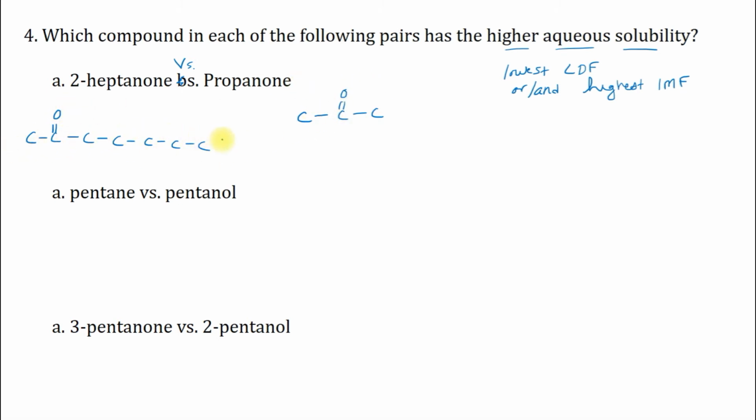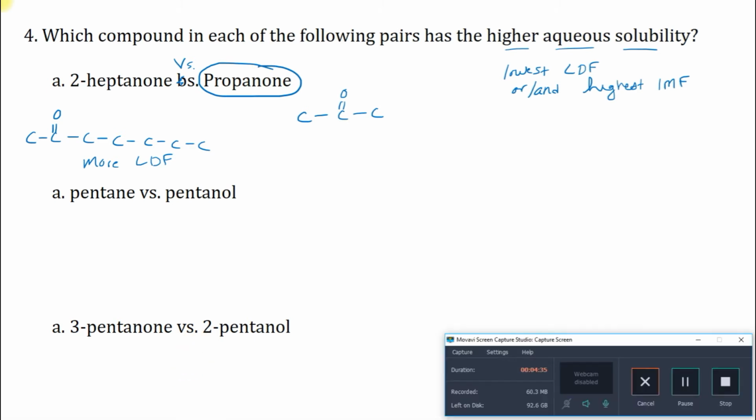The longer the carbon chain, the less soluble, because we have more LDF here. So this one has more LDF than the other one does. So just 3 carbons versus 7. So the fact that it has more LDF means that it's going to be less soluble in water. So we're going to pick the propanone being more soluble in water.